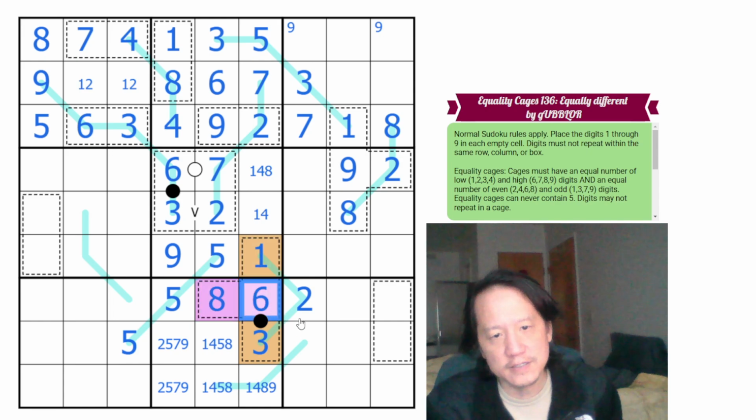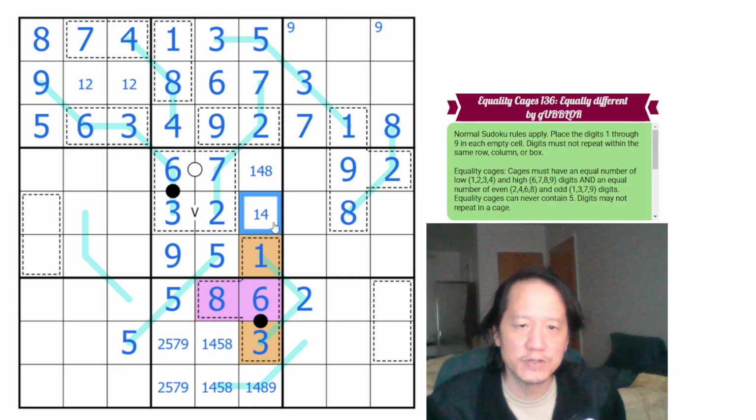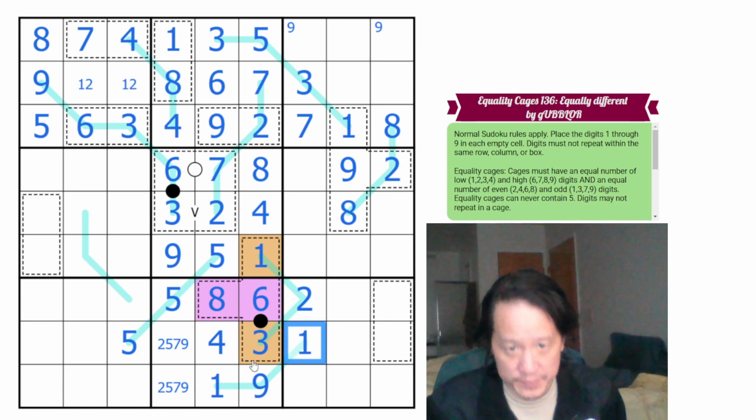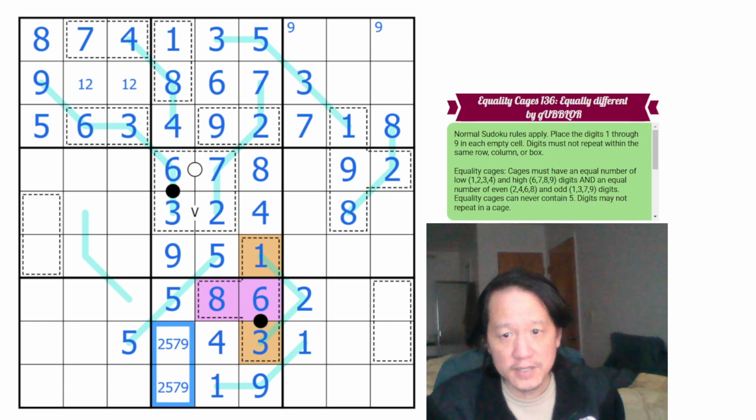Therefore, that's 8 and 6. This can't be 1, so this is 4. This can't be 1 or 4, so this is 8. This can't be 1, 4, 8, so this is 9, which must have a difference of at least 7. But it has to have specifically 1 here, because those are the only possibilities. Therefore, this is 4. This is 1. This cannot be 5 or 9.